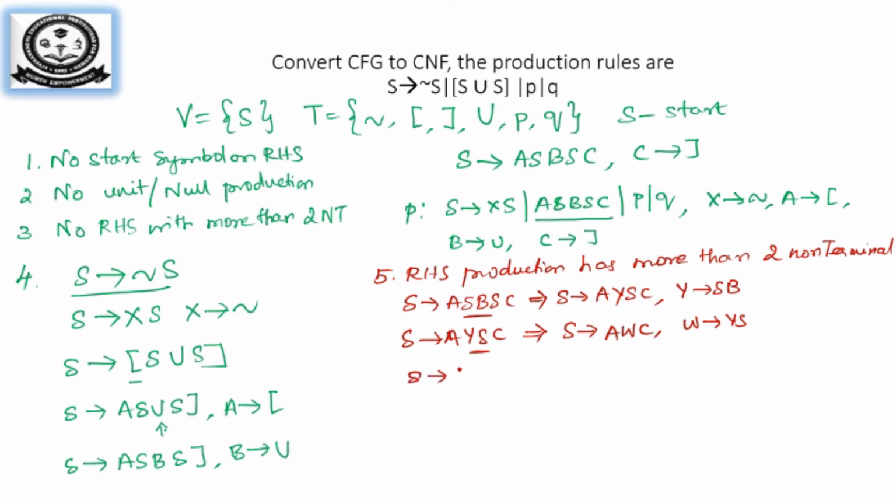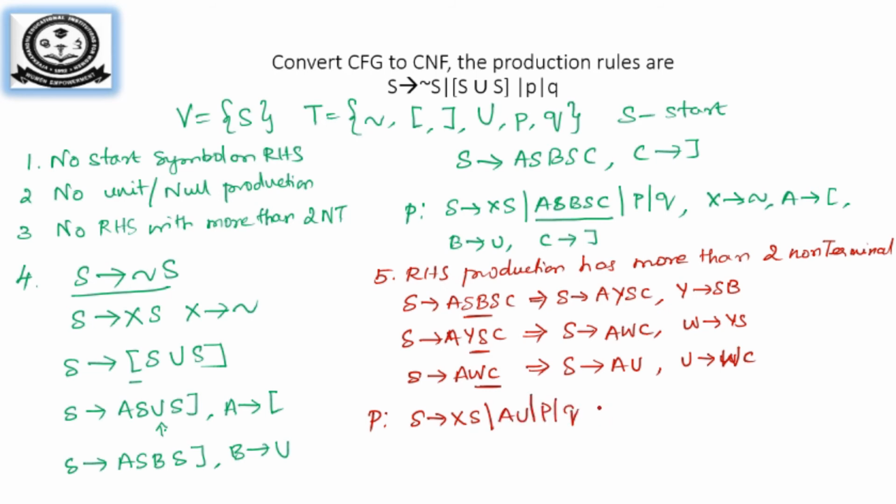So we'll have A, W, C, and I will replace WC with U. So I will replace it with AU, where U implies WC. Okay, so now we will update our production rule. So your production rule will be S tends to X, S, or AU, or P, or Q.